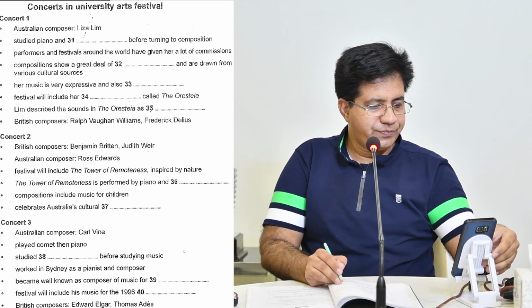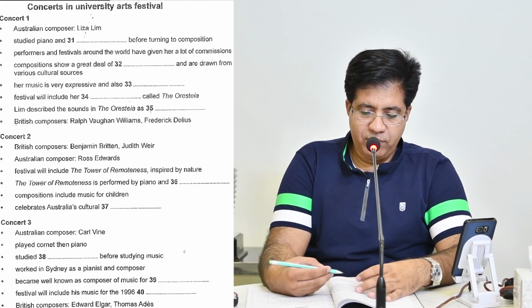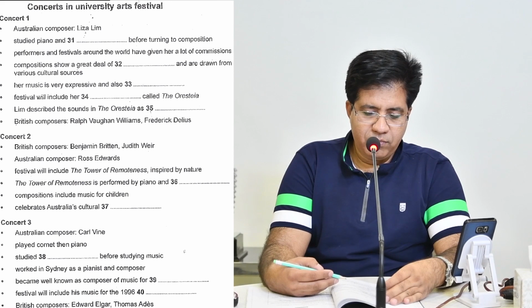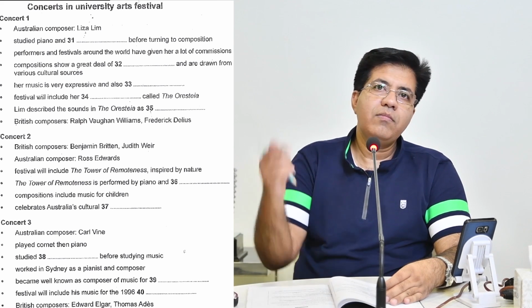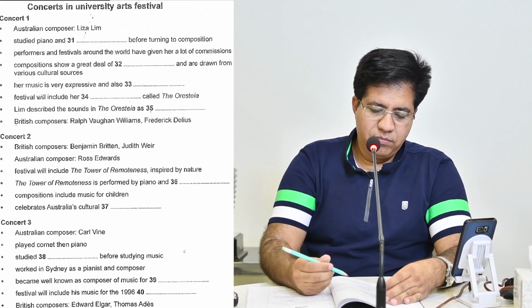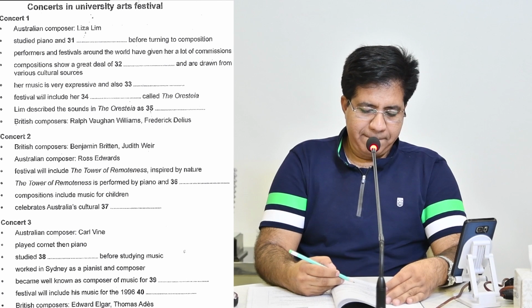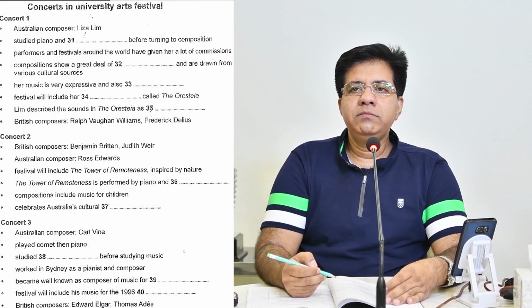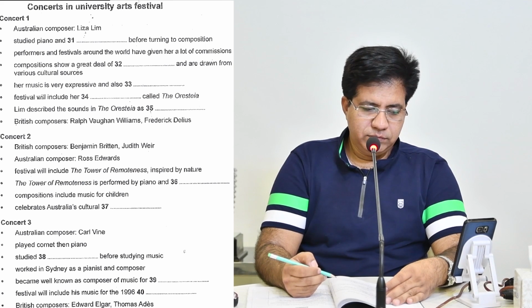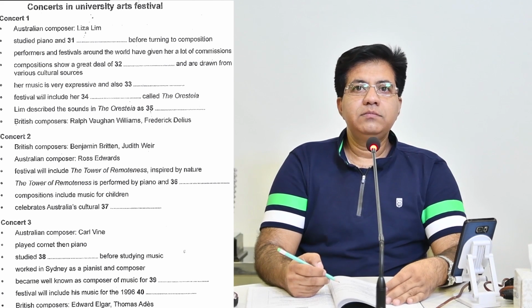Moving on now to our second concert. This will begin with instrumental music by British composers Benjamin Britten and Judith Weir. After the interval, we'll go to Australia for a piece by Ross Edwards, The Tower of Remoteness. According to Edwards, the inspiration for this piece came from nature, when he was sitting alone in the dry bed of a creek, overshadowed by the leaves of palm trees, listening to the birds and insects.